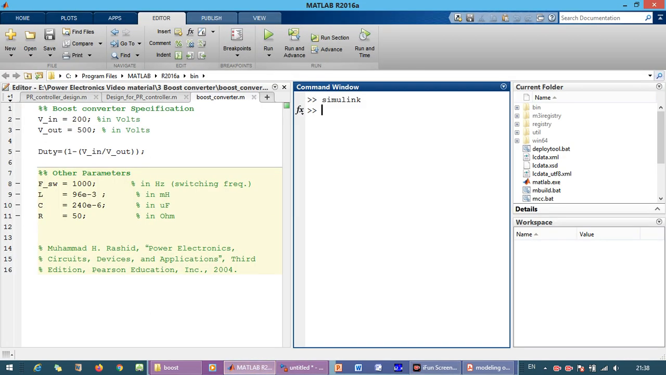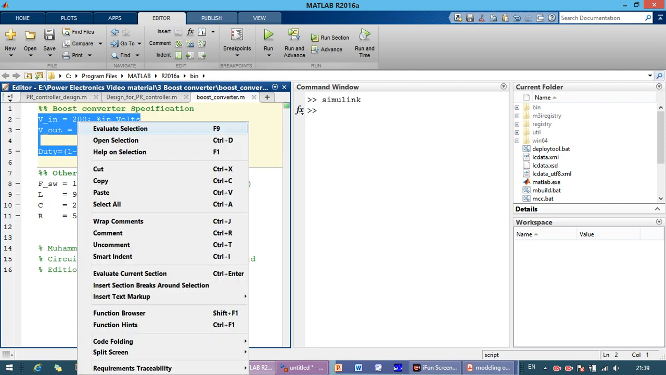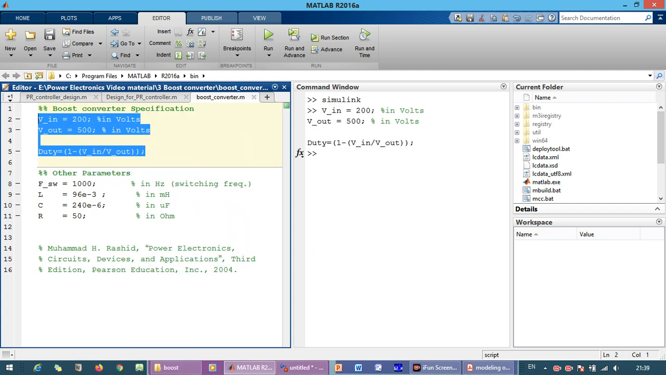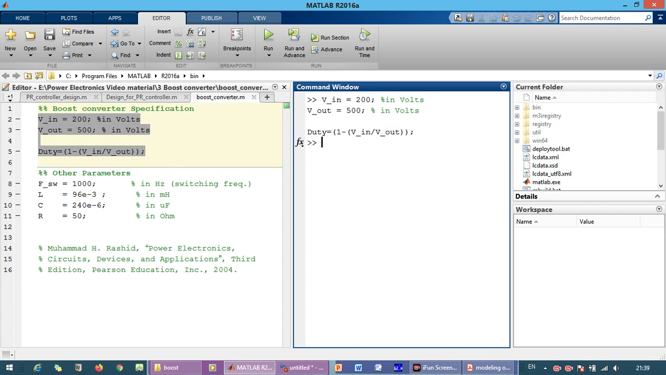For this we consider the input voltage as 200 volt and the output voltage as 500 volt, and the duty for the boost converter is calculated with this formula. It is 1 minus V in over V out. So if we evaluate this code, we'll find out the duty. So we got the duty is 0.6, so in percentage it will be 60%.